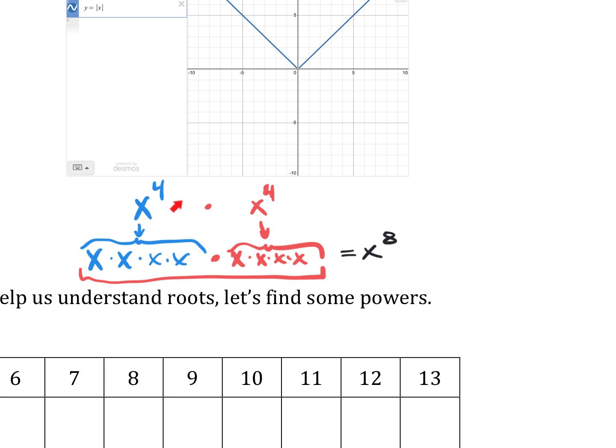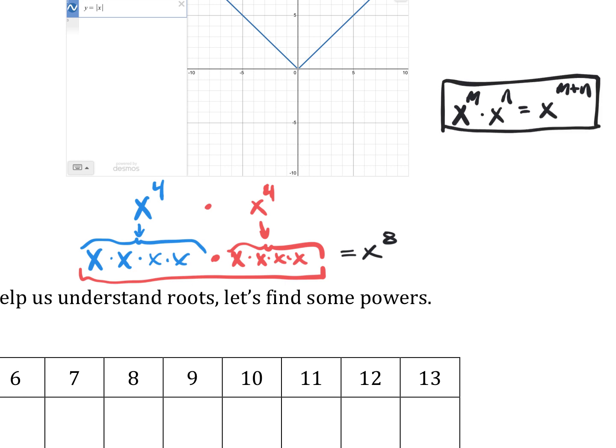Well, before I go any farther, notice this. What did we do to the exponents there? When we're multiplying, we add the exponents. That's a power rule that we're going to use quite a bit. x to the m times x to the n is the same as x to the m plus n. Okay, that's a multiplication rule. We'll talk more about it later, but let's just note that right now.